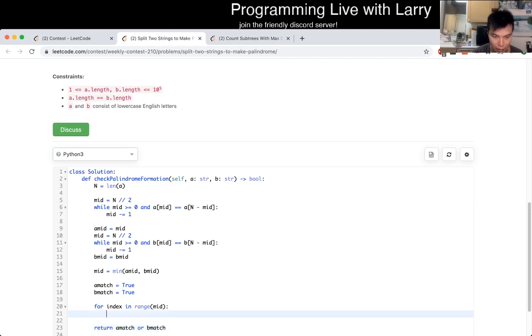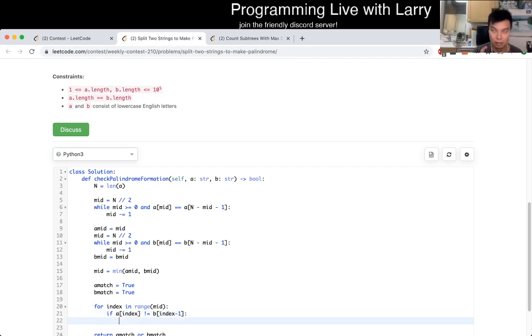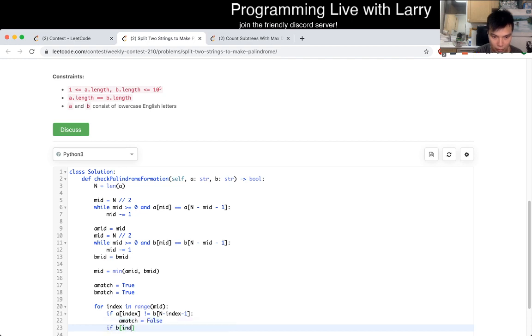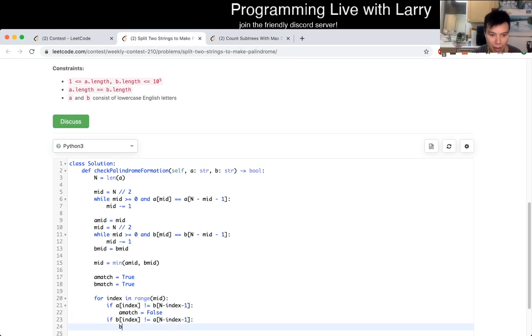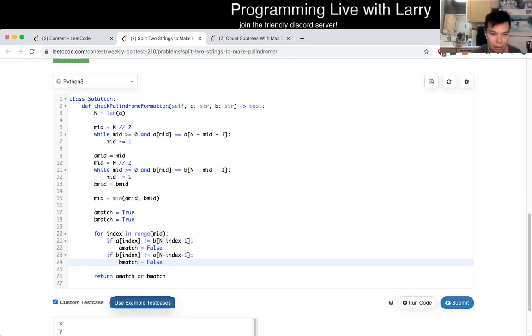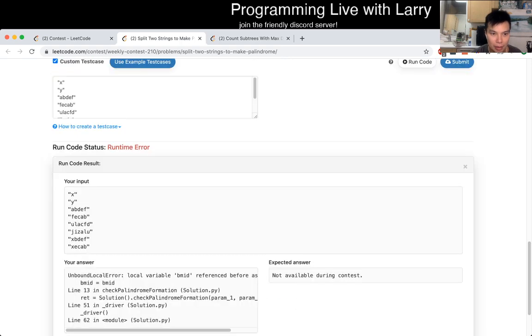If A of index is not equal to, is this off by 1? This may be off by 1. B of index minus 1. Nope, it's n minus this. The match is equal to false. Now that I write it out, I think I did it in a really weird way, but that's fine. Let's see. Oof, B mid dice. Oops.